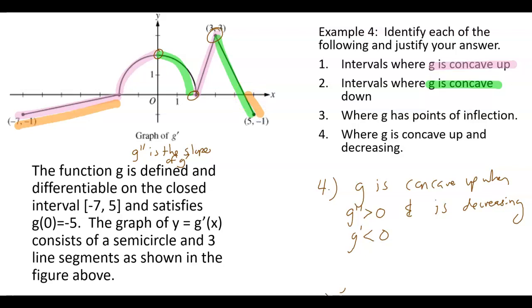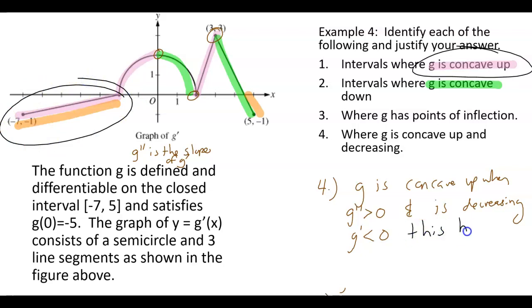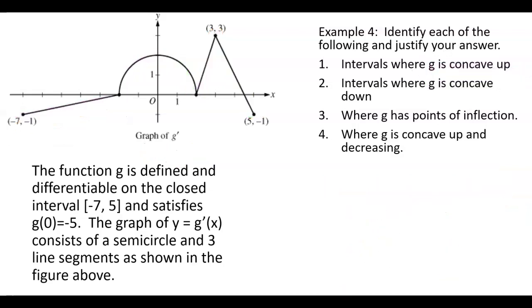So I want to know when G is concave up. So I'm looking for pink. But I also want to know where it's at the same time decreasing, which is orange. Where is it pink and orange? Well, here is where it's pink and orange. So this happens on -7 and -2.